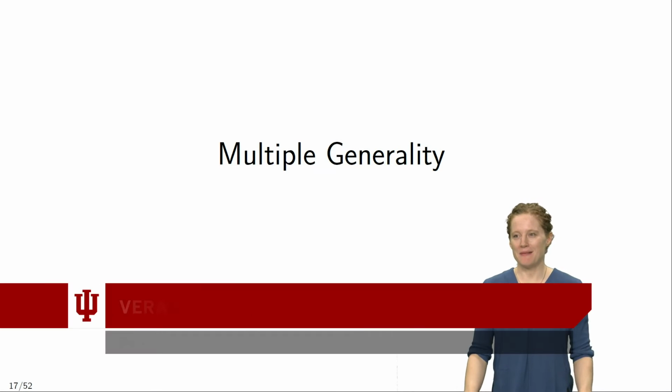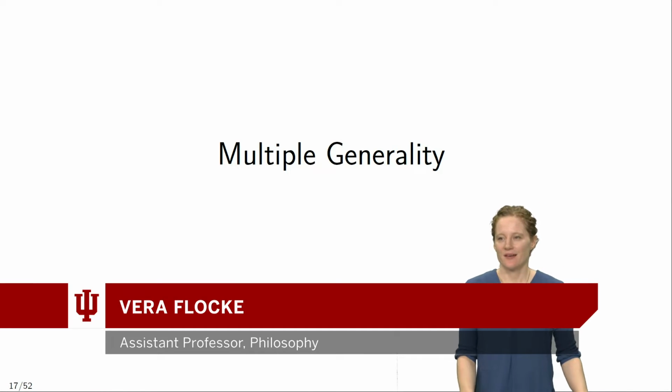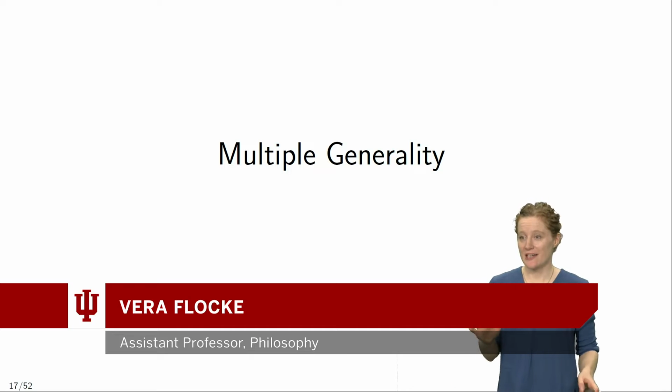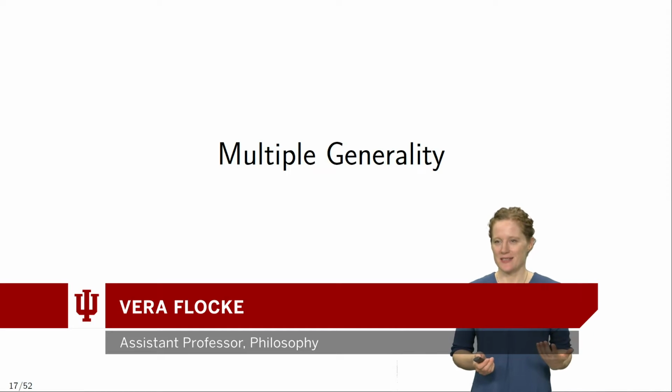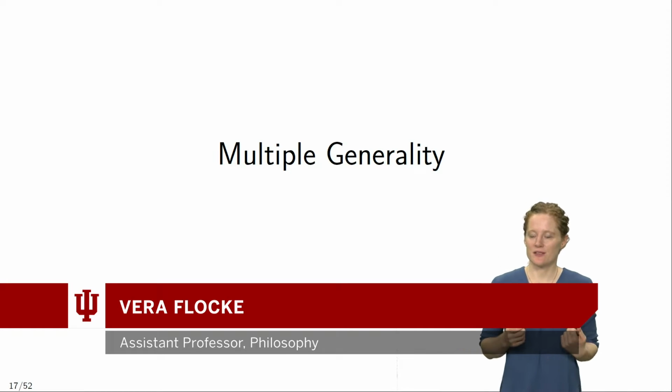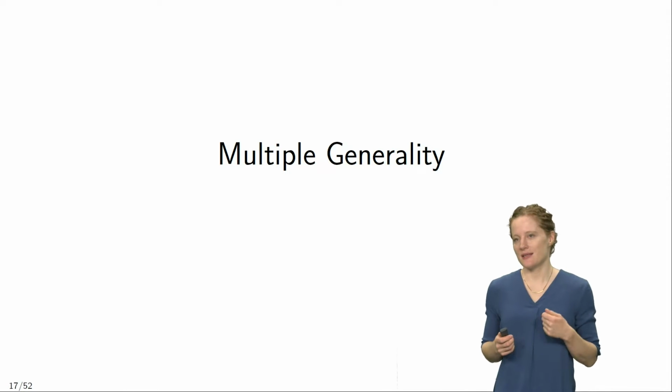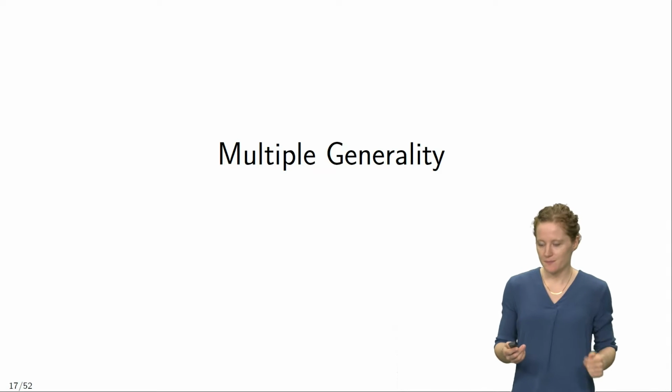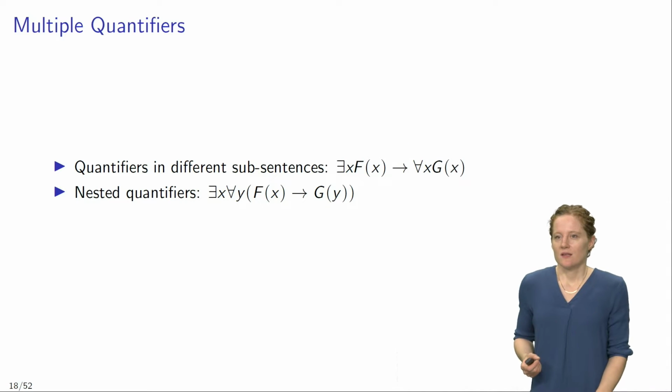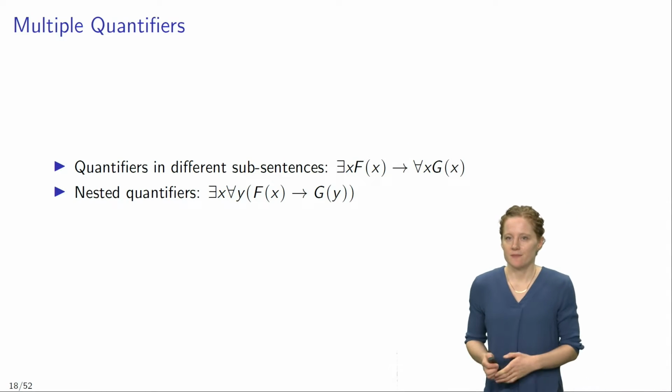Let's talk about multiple generality. I'll first talk about some general things that you will need to pay attention to, and then we are going to discuss how we can symbolize English sentences that use more than one quantifier in FOL. So here's an important distinction.